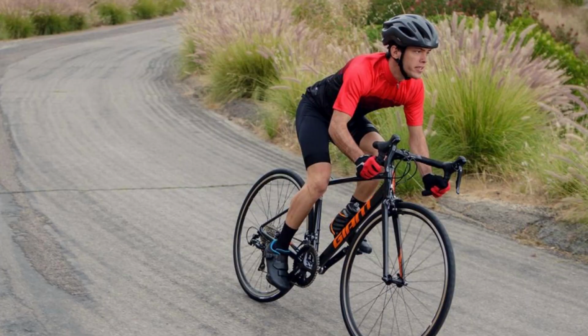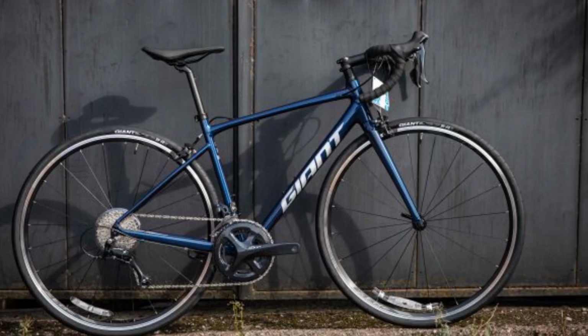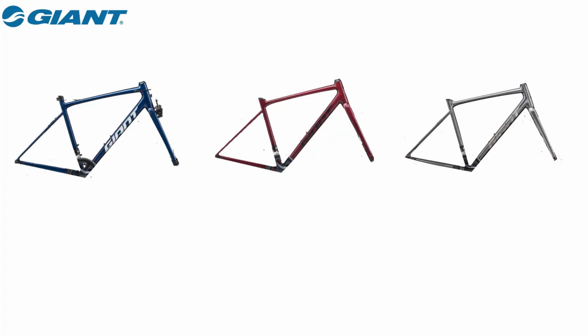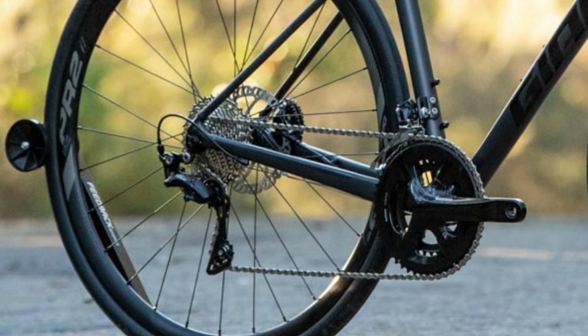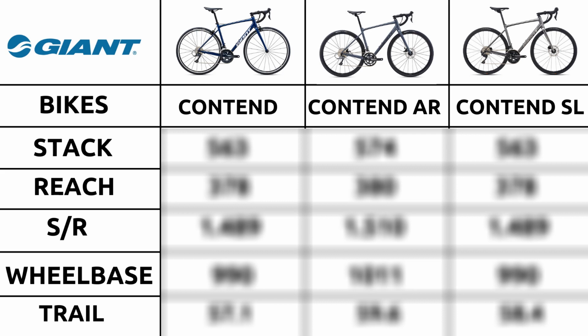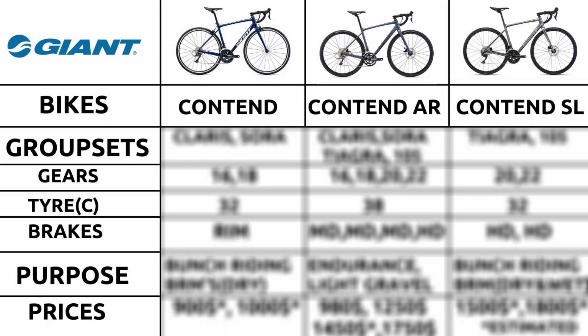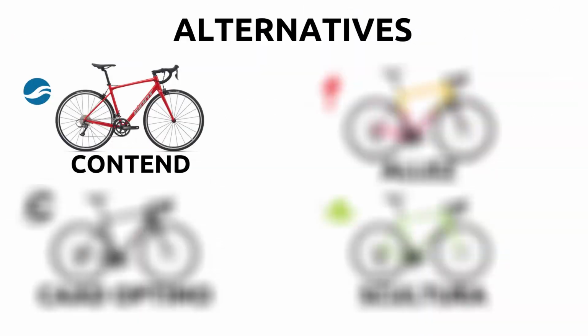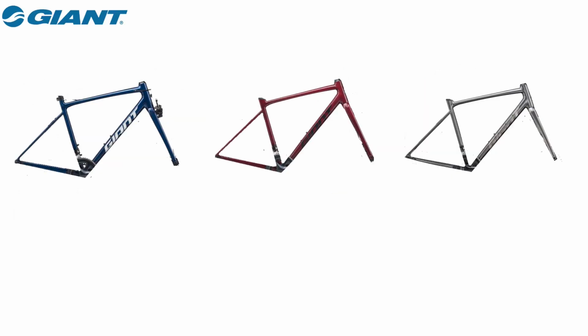I'll keep this organized by focusing on one different component at a time, such as the frame, drivetrain, wheels, tires. I'll also compare the geometries of the bikes, tell you what purpose suits each, and give a brief summary. After the summary, I would also suggest alternatives to each of the three bike ranges here. Let's get into the frames then.